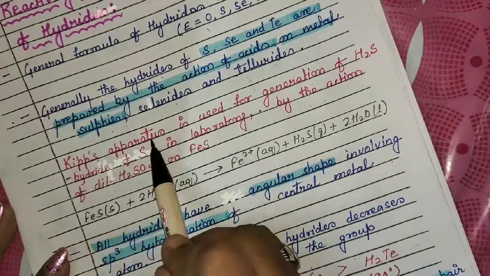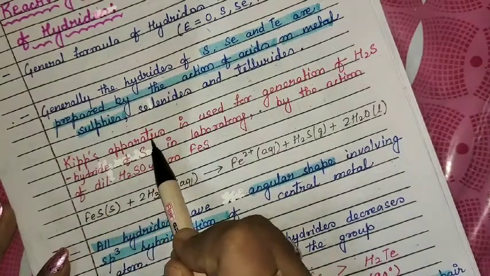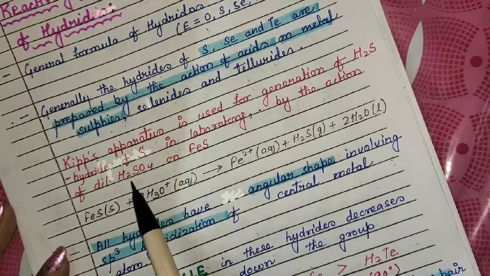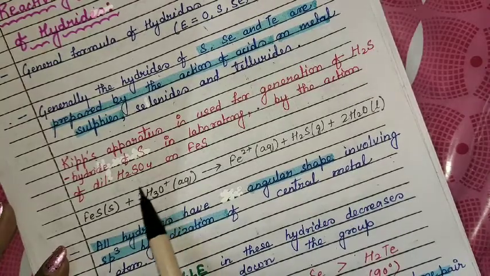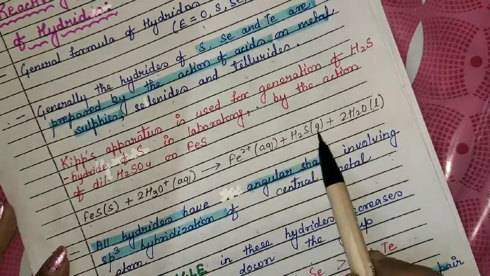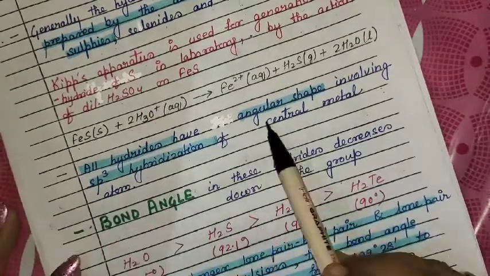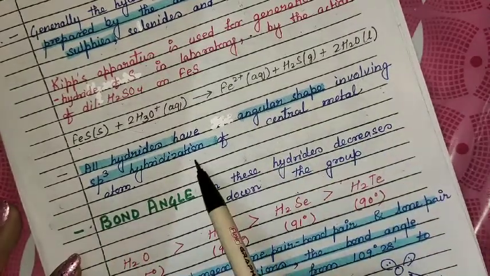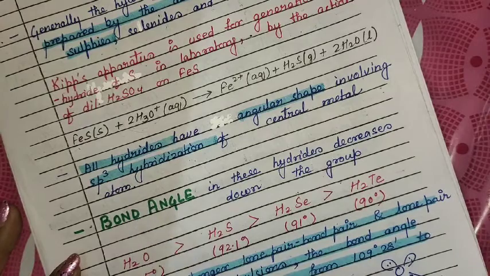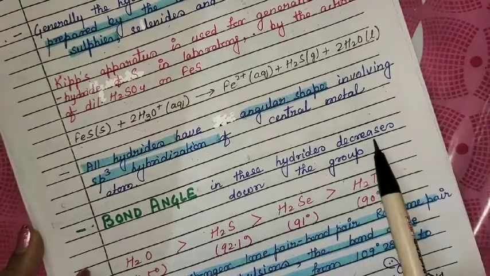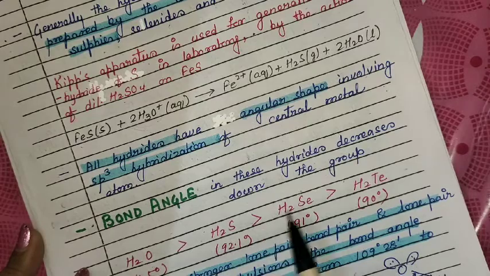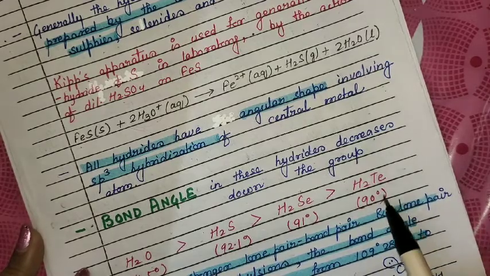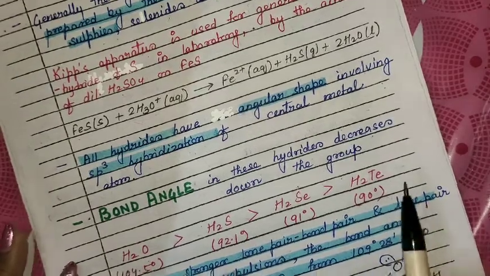It is prepared in Kipp's apparatus, which we use in chemical laboratories, by the action of H2SO4 on FeS. The reaction goes on like this: H3O+ from H2SO4 reacts with FeS, and it will give H2S gas. All hydrides have angular shape involving sp3 hybridization of the central atom. The bond angles in these hydrides decrease down the group. Like H2O has bond angle 104.5 degrees. Gradually the bond angle decreases, and in tellurium the bond angle is 90 degrees.